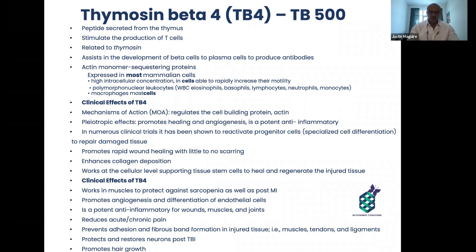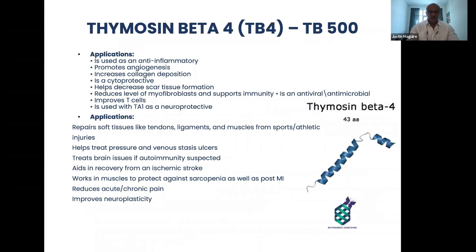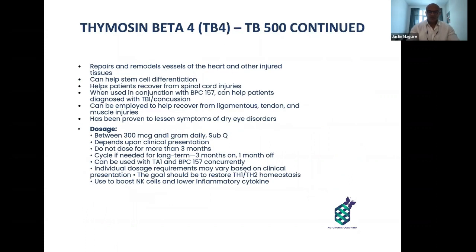Promotes and restores neurons with post-traumatic brain injury. Promotes hair growth. Used as an anti-inflammatory, collagen production. It's cytoprotective to the cell, okay? So especially if anybody's going through chemotherapy, it can actually help. Reduces the level of myofibril and supports immunity. So it's antiviral, antimicrobial. Improves T-cell reactivity. You can use it with thymosin alpha-1 for neuroprotection as well. These are the dosage parameters that one can consider.